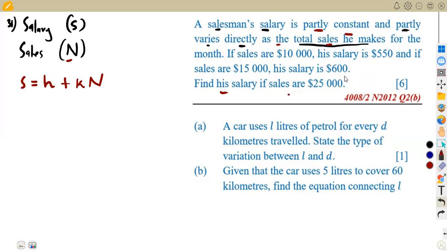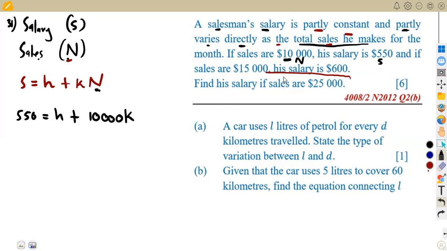The question asks to find the salary, which we will consider later. For now, we need to consider what we are given. If the sales are 10,000, N is given, and his salary S is given. So we are going to substitute: 550 is equal to H plus N, which is our sales. Our sales is 10,000, so it's going to be 10,000 K.